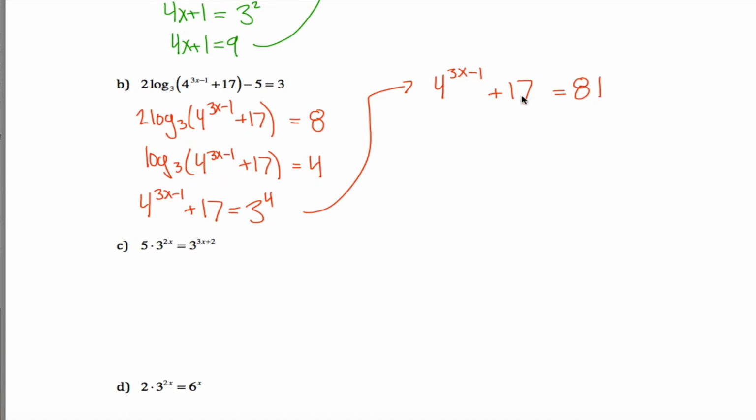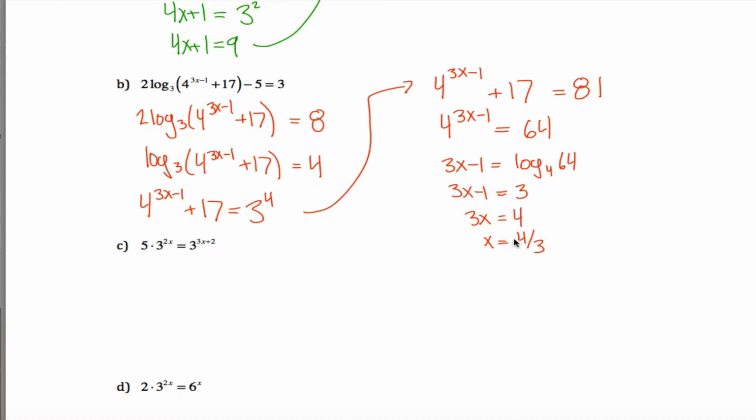So if I want to isolate this x, let's get rid of this 17. Subtract 17 from both sides of the equation. 81 minus 17 is 64. Now if I take the log base 4 of both sides of the equation, I get 3x minus 1 is equal to the log base 4 of 64. Log base 4 of 64 is just asking what power must you raise 4 up to make it a 64. Well, 4 to the 3rd power is 64, so this is just 3. Add 1 to both sides, divide by 3, you get x is 4/3 as your solution.